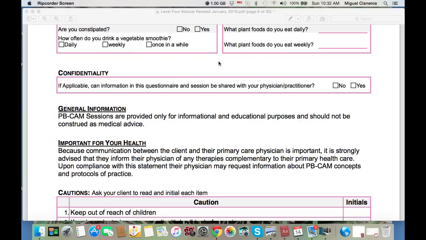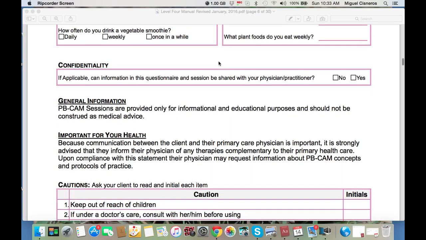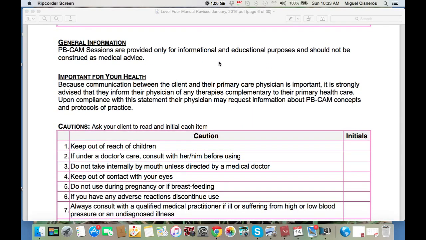General information. PB-CAM sessions are provided only for informational and educational purpose and should not be construed as medical advice. We want that in the questionnaire. We want to be very clear on how we practice. Important for your health. Because communication between the client and their primary care physician is important, it is strongly advised that they inform their physician of any therapies complementary to their primary health care. Upon compliance with a statement, their physician may request information about PB-CAM concept and protocols of practice, and if they check the box, in what we cover with their patient.